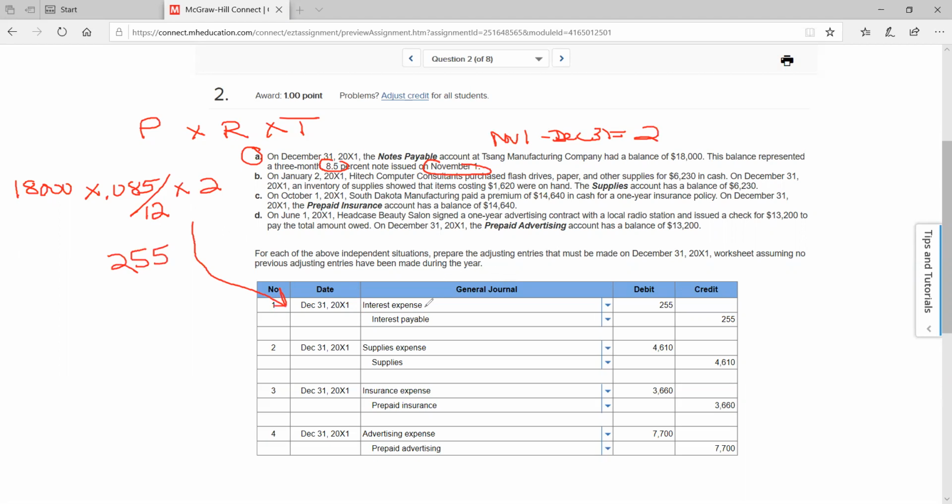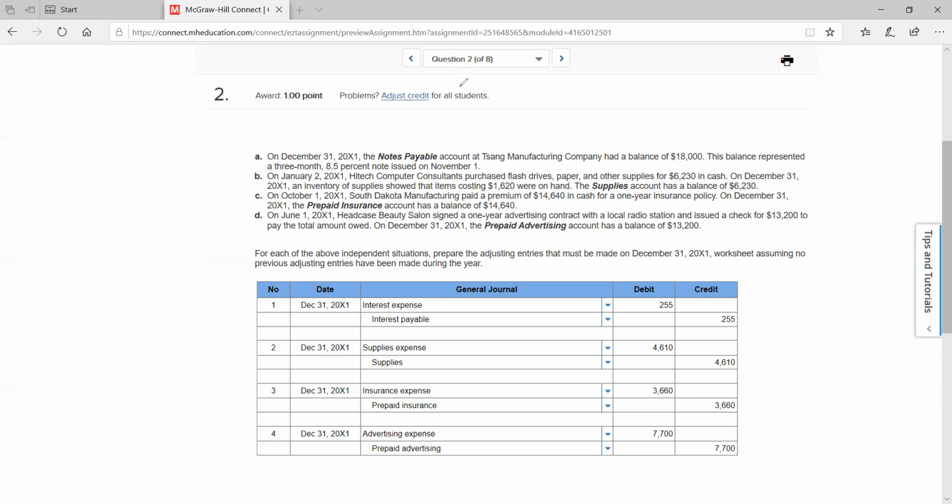So notice your accrual here, because you haven't paid it yet, is you debit an expense and you credit an interest payable. So this is a new one in this chapter. It's called interest accrual. All right, so that is part A. Let's check out part B. This one should be reviewed.